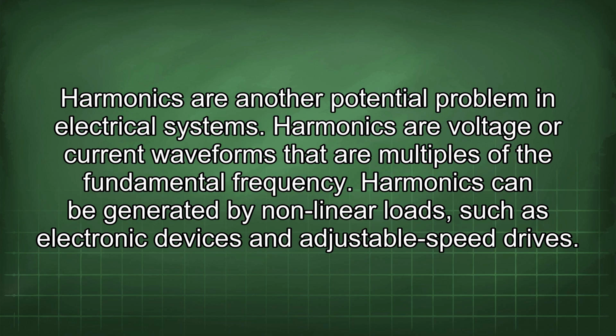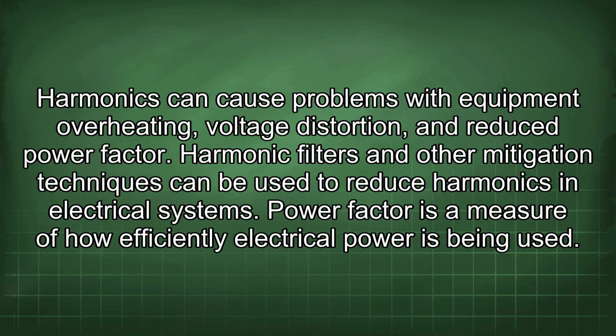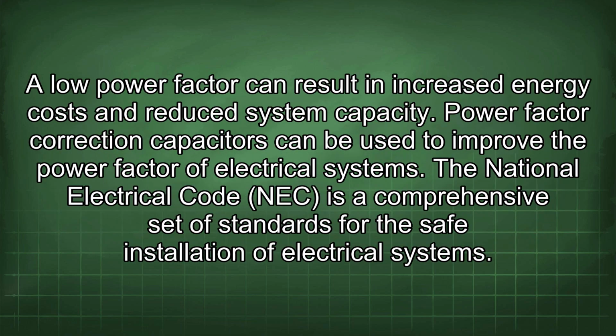Harmonics can be generated by nonlinear loads such as electronic devices and adjustable speed drives. Harmonics can cause problems with equipment overheating, voltage distortion, and reduced power factor. Harmonic filters and other mitigation techniques can be used to reduce harmonics in electrical systems. Power factor is a measure of how efficiently electrical power is being used. A low power factor can result in increased energy costs and reduced system capacity. Power factor correction capacitors can be used to improve the power factor of electrical systems.